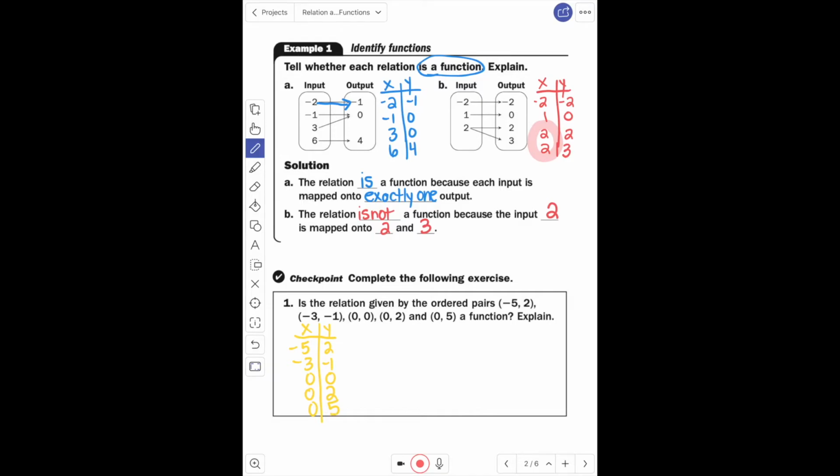So is this a function? This is not a function, and I have repeating x values. So basically I can say that 0 maps to 0, 2, and 5, and that makes it repeat itself, and that's not a function. This is a relation, but it's not a function.